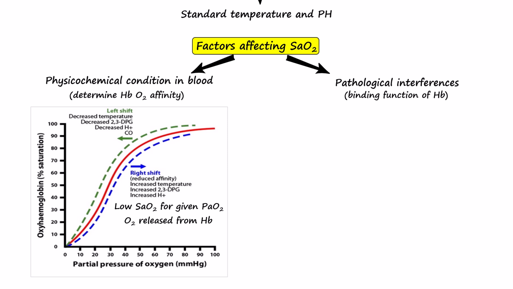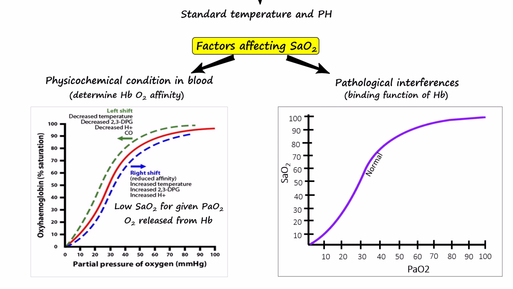Beyond these normal physiological variations, certain medical conditions and exposures can profoundly disrupt the expected PaO2 to SaO2 relationship. Carbon monoxide poisoning represents one of the most clinically important examples, where it binds to hemoglobin with much greater affinity than oxygen, shifting the curve to the left.